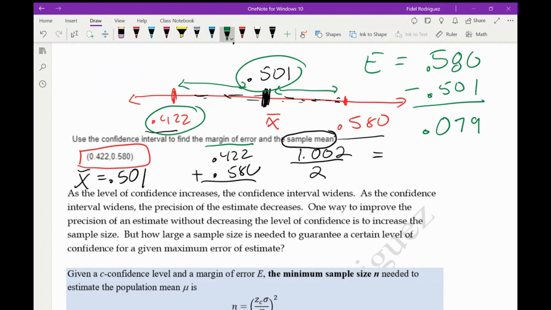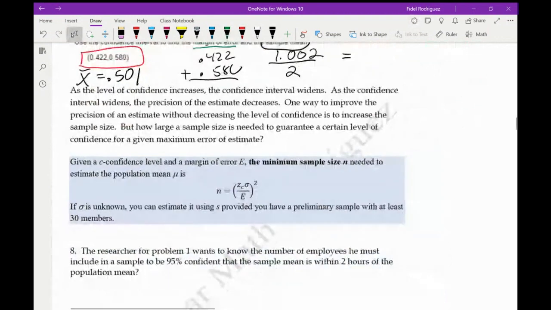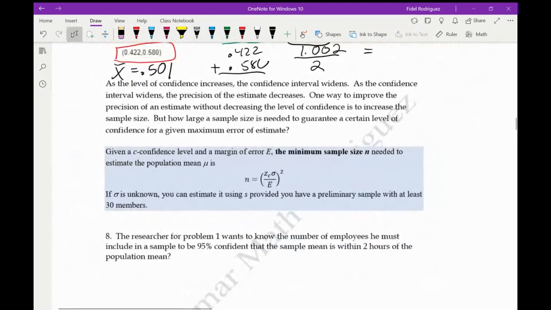All righty. So now, the last portion here, and it looks like we're going to have time just to do this one, and then we'll have to call it quits there. But one thing I want to emphasize, 6.2 and 6.3 are almost identical to what we've been doing here. So let's see. As the level of confidence increases, the confidence interval widens. As the confidence interval widens, the precision of the estimate decreases. One way to improve the precision of an estimate without decreasing the level of confidence is to increase the sample size. But how large a sample size is needed to guarantee a certain level of confidence for a given maximum error of estimate?